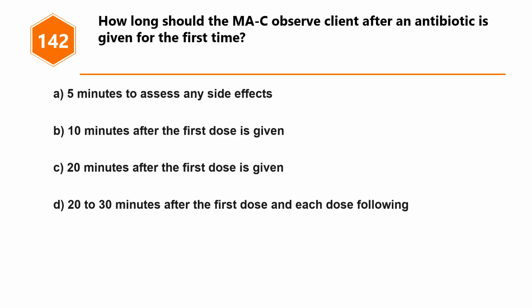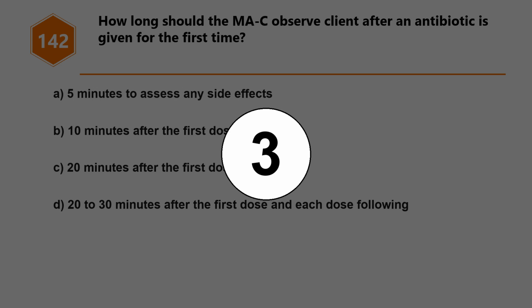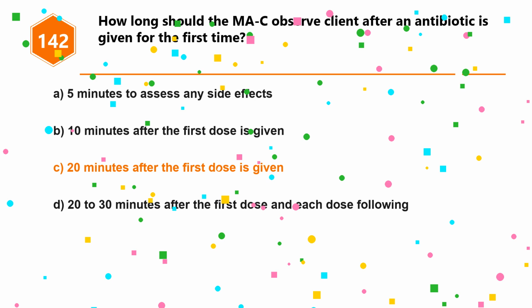Question 142. How long should the MACE observe the client after an antibiotic is given for the first time? Option A, 5 minutes to assess any side effects. Option B, 10 minutes after the first dose is given. Option C, 20 minutes after the first dose is given. Option D, 20 to 30 minutes after the first dose and each dose following. The correct answer is option C, 20 minutes after the first dose is given.